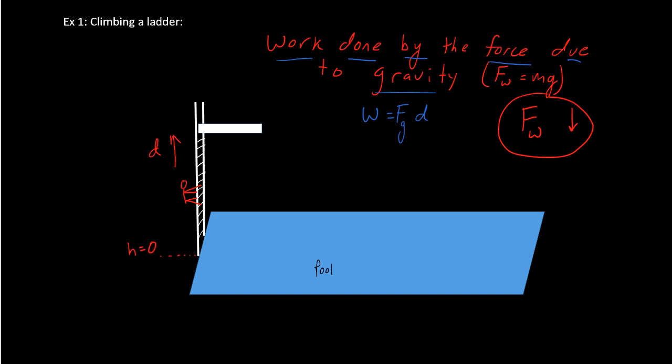What direction is the weight? This way. As the kid is going up, the force of gravity is doing negative work. I'm very specifically looking at the force due to gravity. Because gravity acts down and you're climbing up, the force of gravity, I should say, is doing negative work. This kind of makes sense, because when you climb a ladder, it's tiring. When you're doing negative work, you're losing energy.